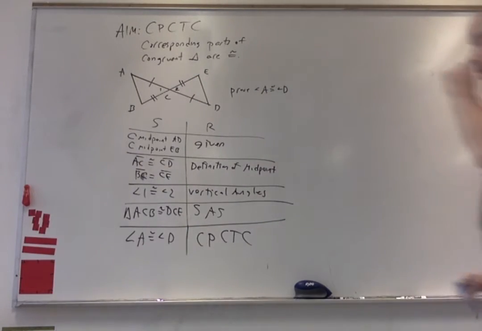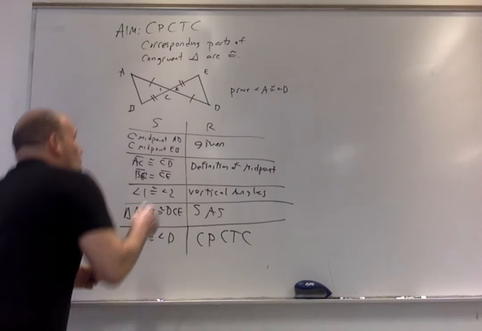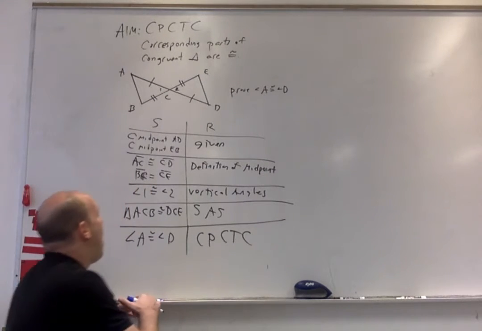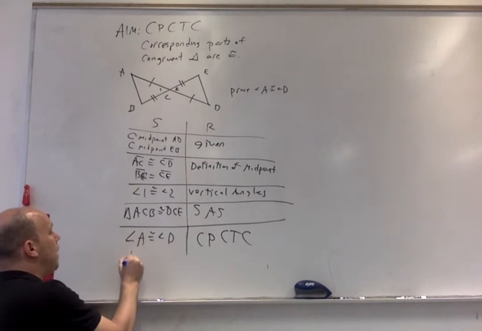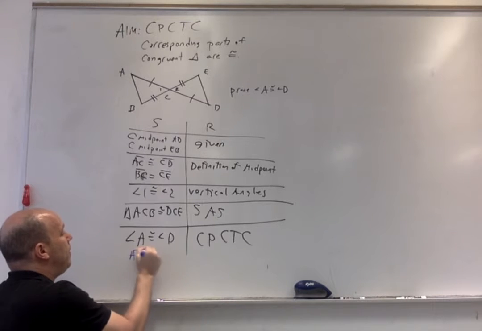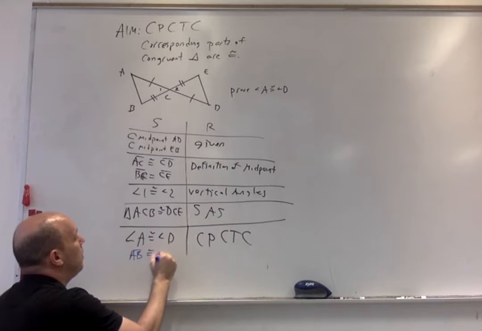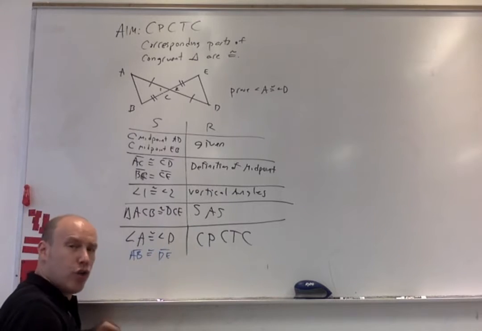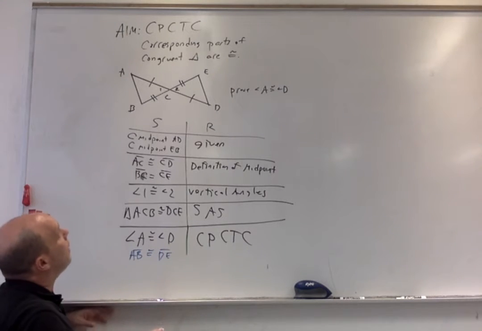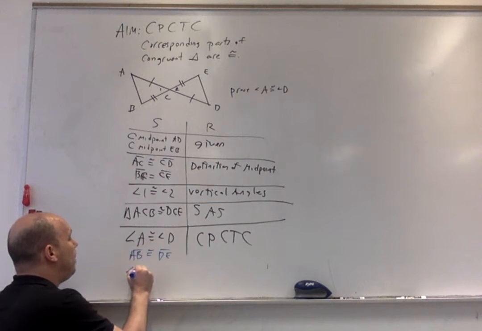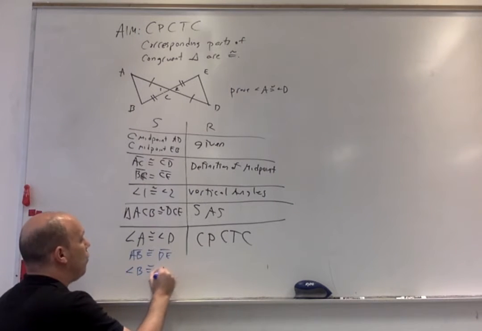If asked, you could also say that AB is congruent to DE. What else could you say? You could say that angle B is congruent to angle C.